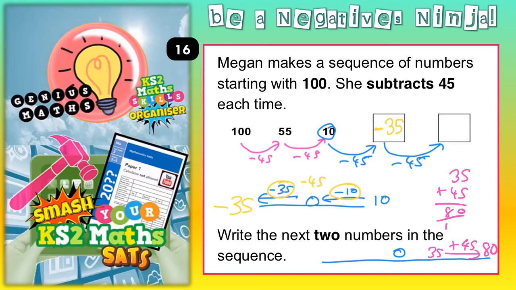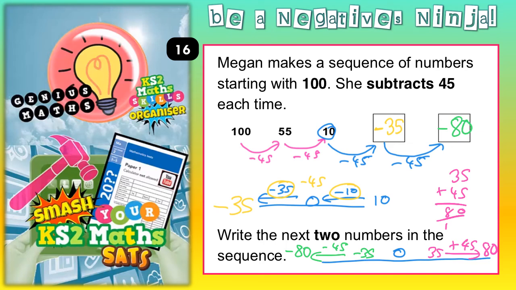But it is symmetrical on the other side of the 0. So if you're on minus 35 and you go down another 45, well, 35 up 45 gets you to 80. So negative 35 down another 45 gets you to negative 80. And that is the missing answer that we're looking for, negative 80.